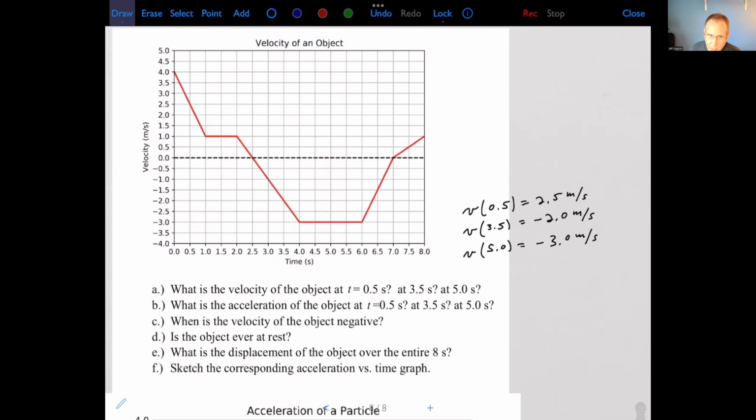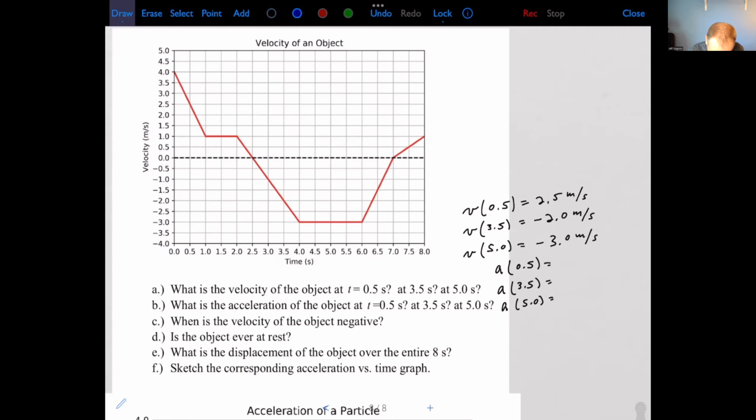Okay, what is the acceleration at those 3 times now? So same 3 times, I want to know the acceleration. So I want to know, I'll call it A, acceleration at 0.5. I want to know the acceleration at 3.5. And I want to know the acceleration at 5. Well, now that I want to know the acceleration, I need to find the slope, right? I need to find the slope of the tangent lines at all of those instants in time.